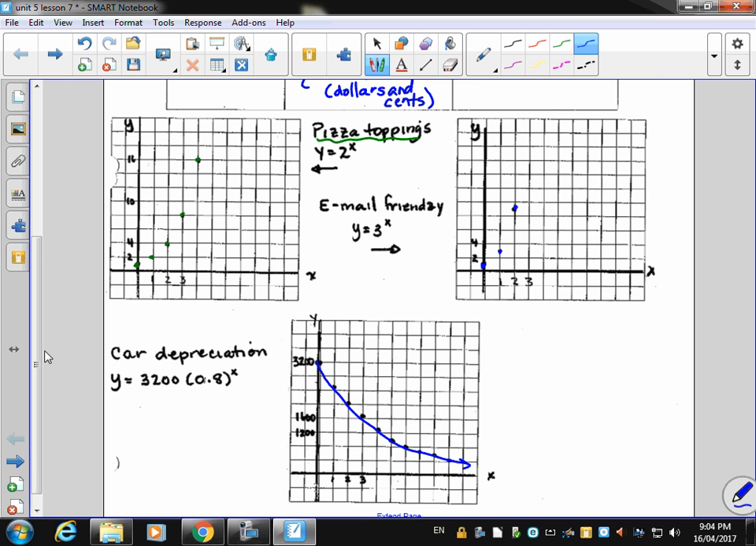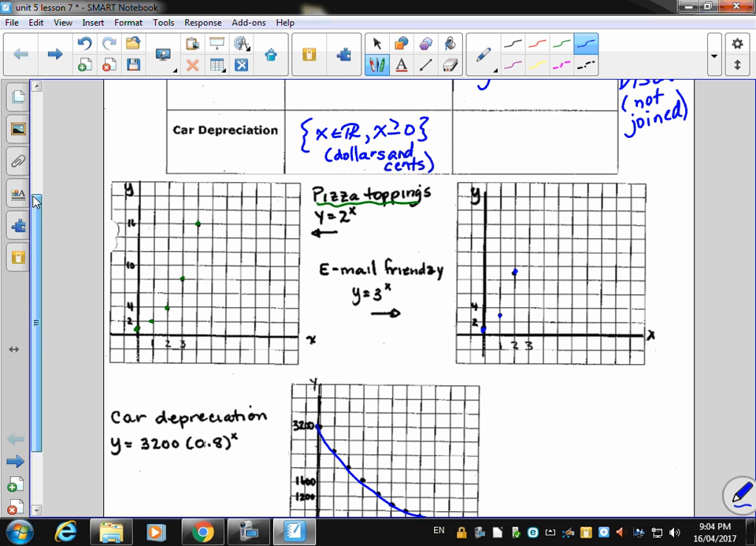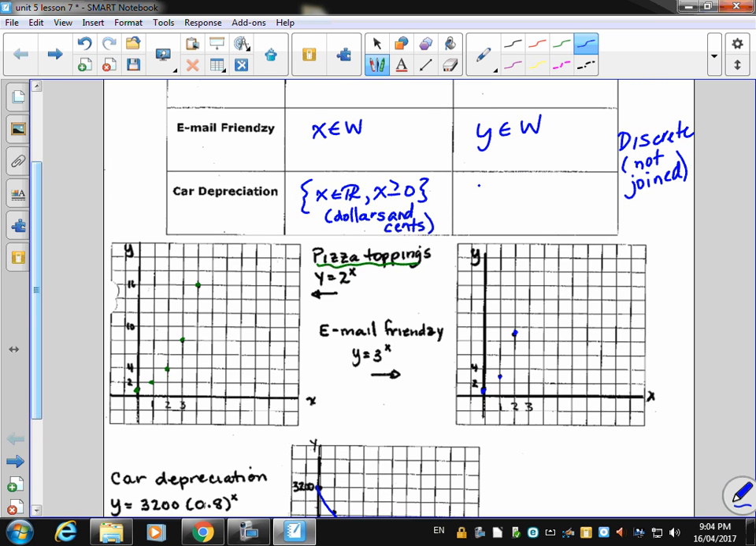In fact, I got 20 bucks for a car once. Anyways, my y value, which is the value of my car, would be a real number, reminding myself that it's in dollars and cents. But it would have to be greater than 0 and less than $32,000, because it can't go up in value if it's depreciating.